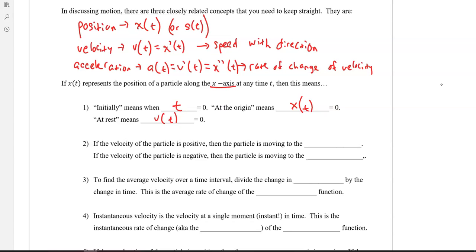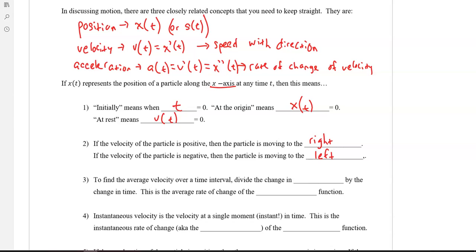Number 2, if the velocity of the particle is positive, okay, so that's a direction, right? If we're moving along the x-axis and velocity is positive, what direction would it make sense to say we're moving? Well, moving to the right, right? If we're moving on the x-axis in a positive direction, then intuitively, I hope you guys would think we'd be moving to the right. And if the velocity is negative, the particle should be moving to the left. Same kind of idea. And we can only tell these specific directions because we know our particle is moving along the x-axis.